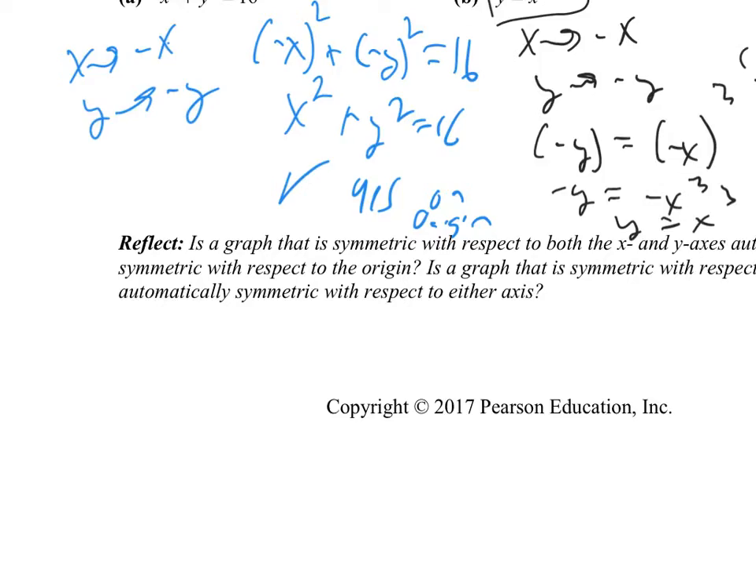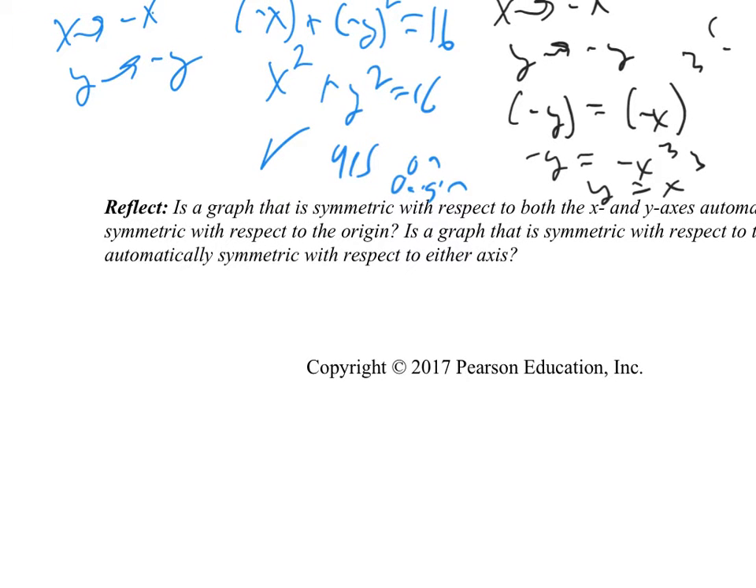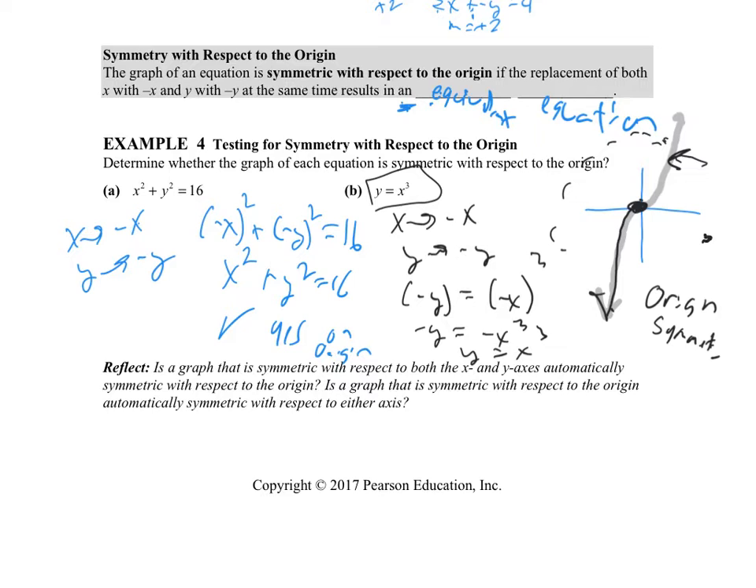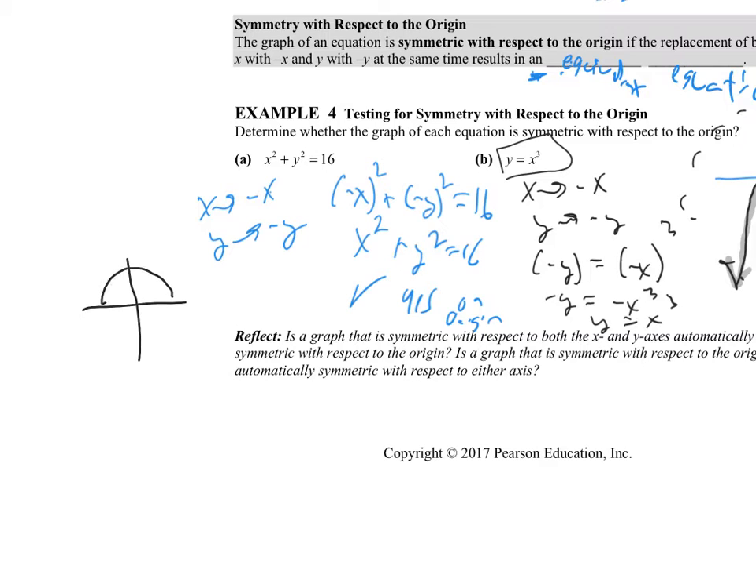Okay, reflect. Is a graph that is symmetric with respect to both x and y axes automatically symmetric with respect to the origin? No, because this one does not have symmetry on either x or y. This one only has symmetry on the origin. Now, the circle, on the other hand, does have symmetry about the x and about the y. So that was not a condition, so that's not true. I almost wanted to say it's true, but it's not. It's a trick.